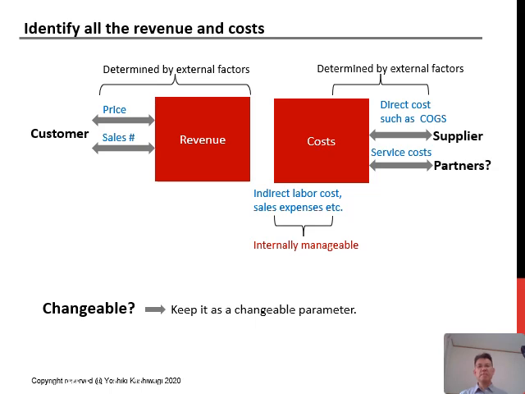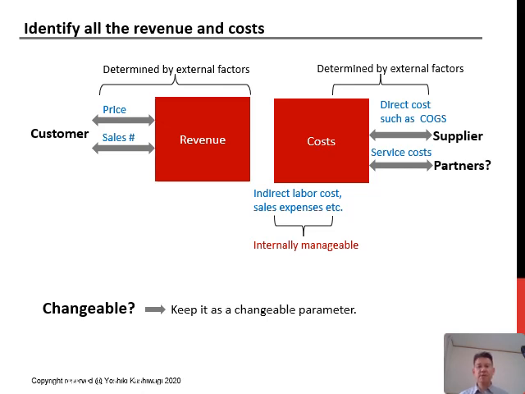Okay. This is the main part of today. Once you define all the players or stakeholders in your business model, and then define the scope of your business, the next step is to identify what revenue you're going to have and what cost you have to pay in more specific terms. In this chart, for example, on the left-hand side, that's the revenue side. The revenue is made of the price and the number of sales. So I would use price and the number of sales for my business assumption. So I will use some index for those two parameters.